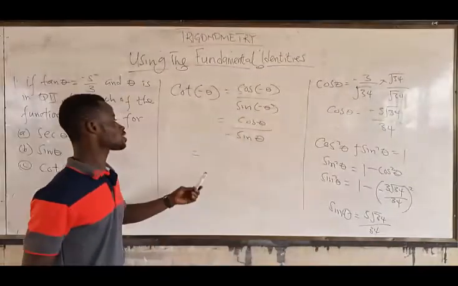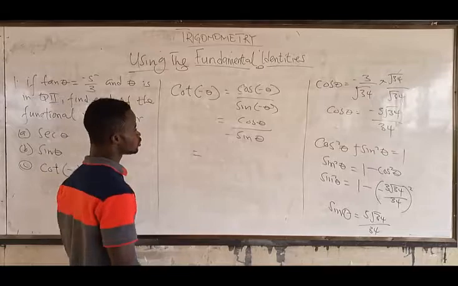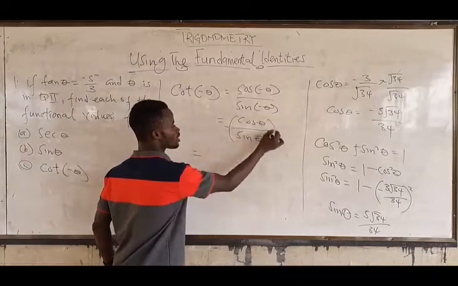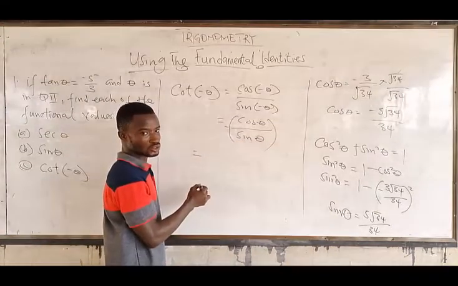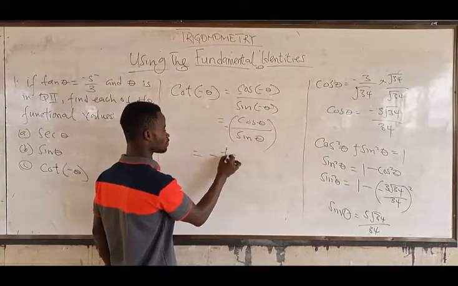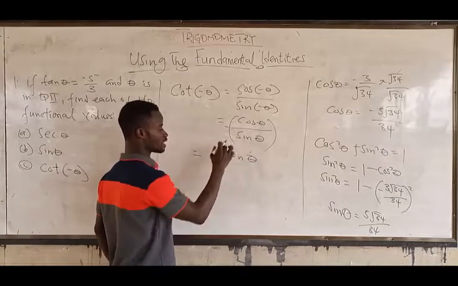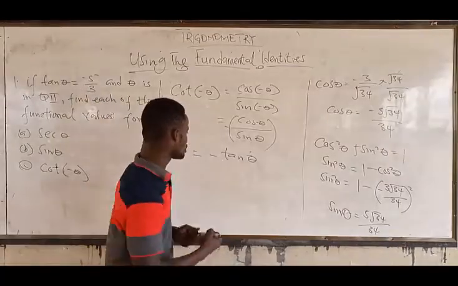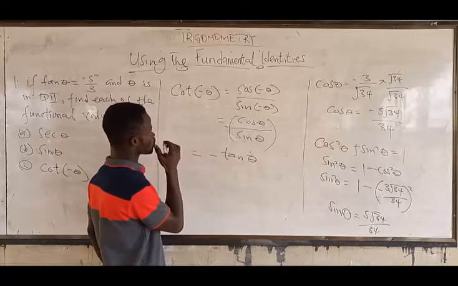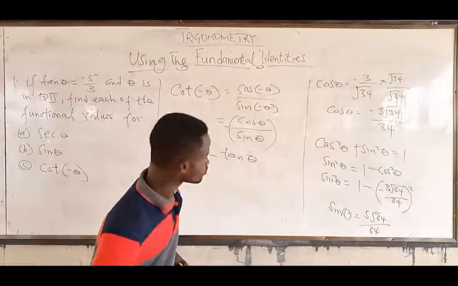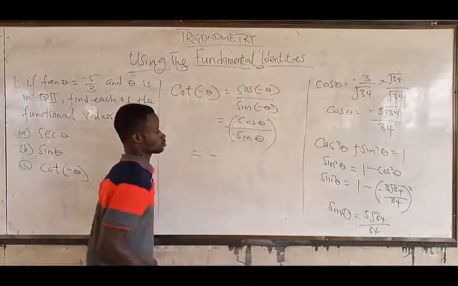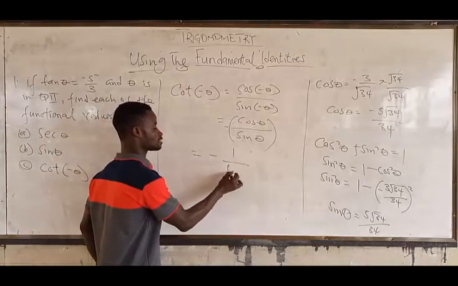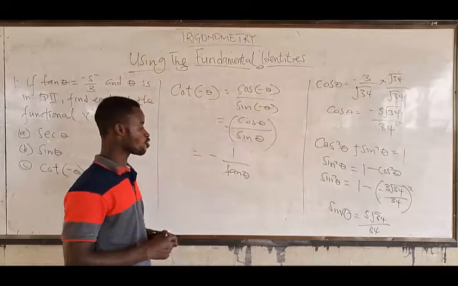You can use this idea, okay? Or you can say that the whole of this is tan theta. Is that also very good? So negative tan theta. This is tan theta. And you know from the question tan theta is negative 5 over 3. I'm coming from the angle that, sorry, this is 1 over tan theta, I mean the reciprocal of it, right?